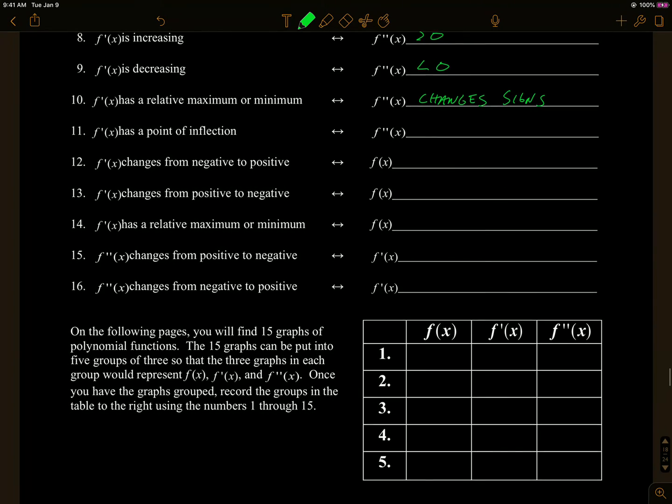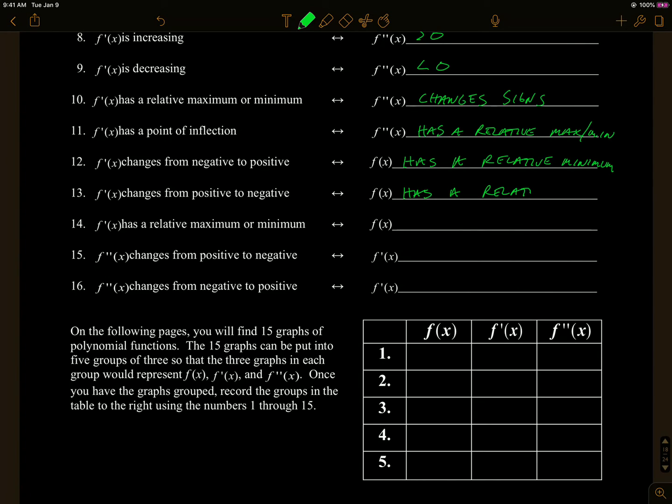F prime of x has a point of inflection when f double prime has a relative extrema, so a relative max or min. F prime changes from negative to positive when f has a relative minimum. So that's a little bit of review. The derivative changes from positive to negative. That means that f has a relative maximum.